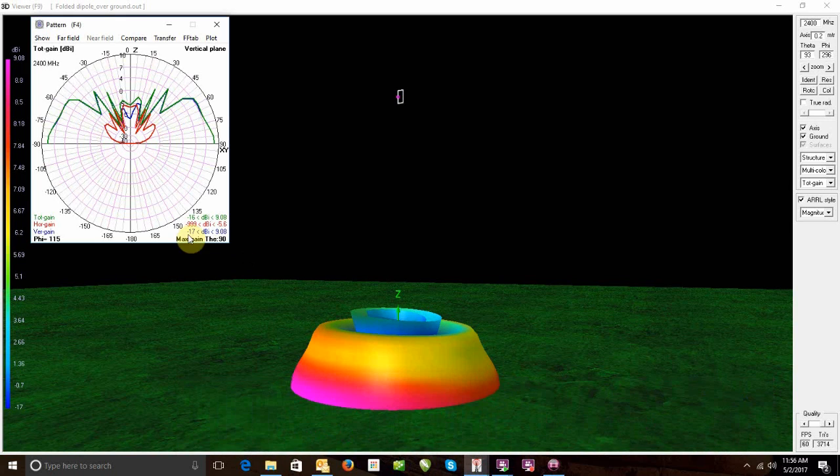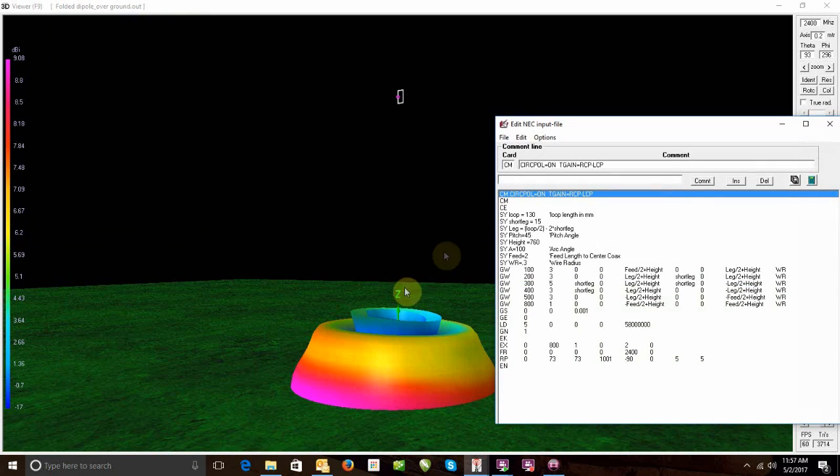If I look at the 2D here, let's go back over to 0 degrees. Right out in front, I am at, wow, between 7 and 6 dB. That's excellent. That is a very, very strong signal, which would explain why it's doing so well for me. However, we also need to model this thing when sitting down.